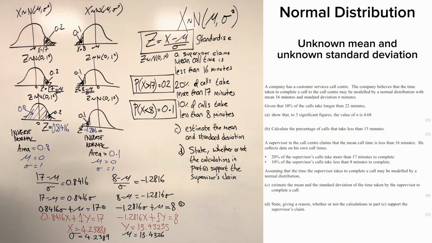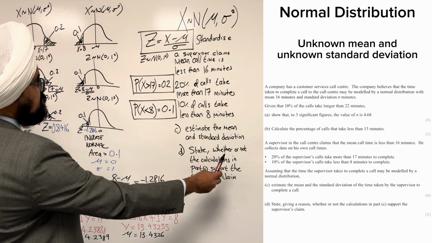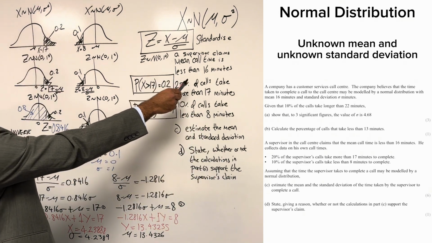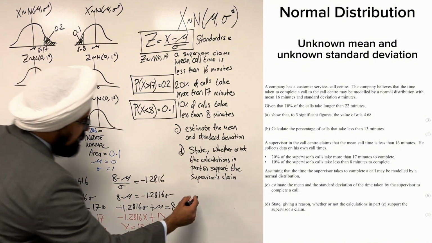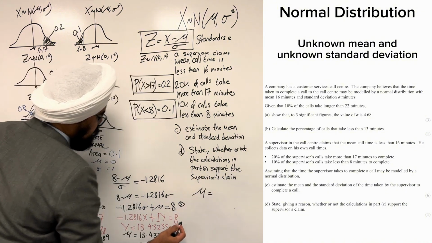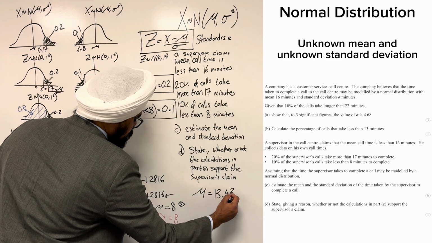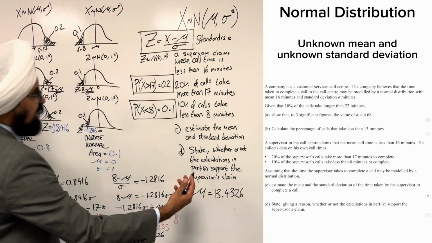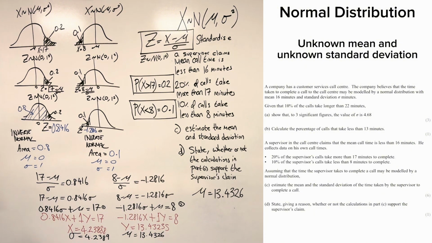To answer part D, state whether or not the calculations in part C support the supervisor's claim. The supervisor's claim was that the mean call time is less than 16 minutes. And as you can see, my mean call time from part C is 13.4326, which is less than 16 minutes. Therefore, my answer is consistent with the supervisor's claim.